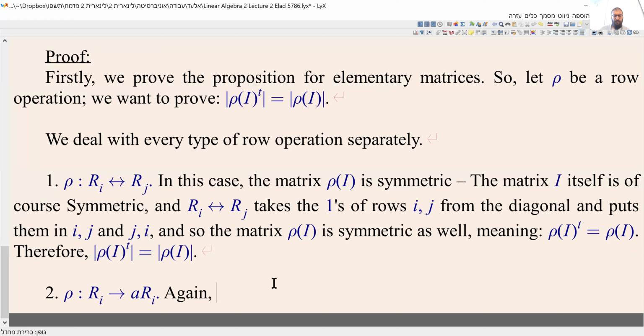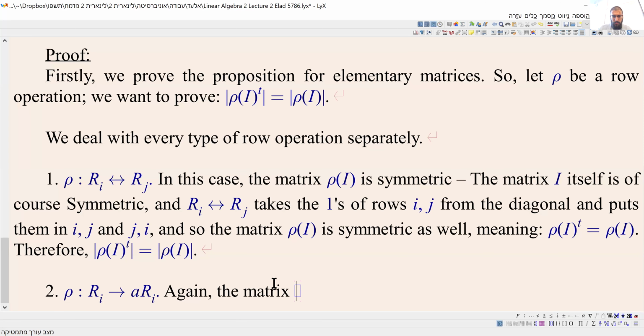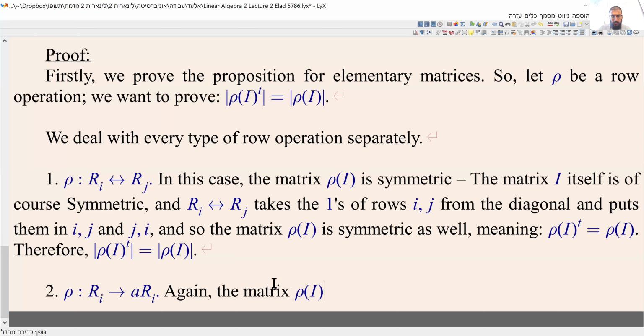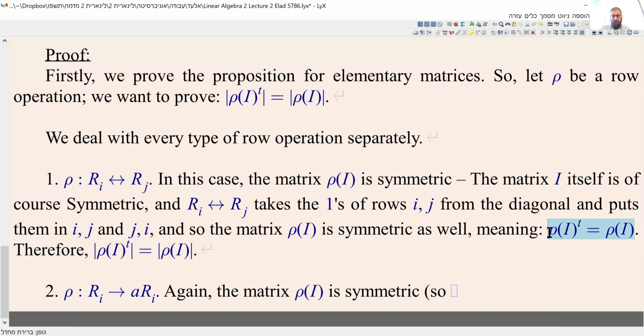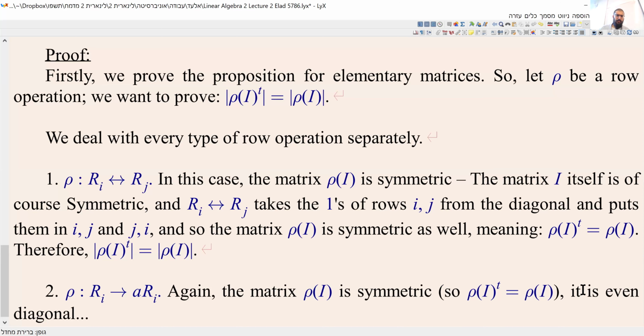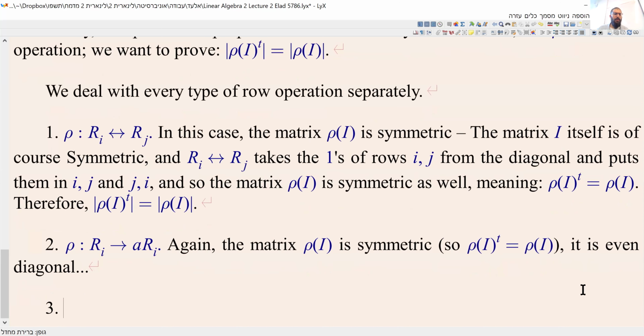Again, the matrix R_i is symmetric. So R_i is the same when you transpose it and when you don't, and we get our proof as well. Let's add that it is even diagonal. Just multiply one of the ones with A, as we mentioned.